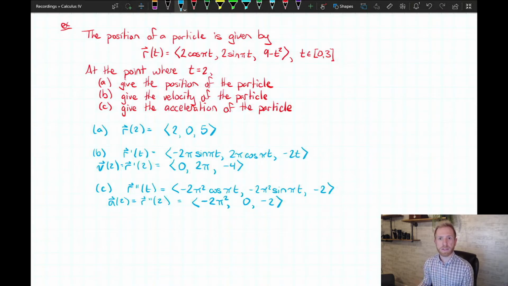But then we also have the z component, 9 minus t squared, and that is giving us something that is falling from an initial height of 9, traveling downwards, and it's accelerating downwards. And you can see the acceleration is a constant -2. So let's take a look and see if we can plot this all and take a look at it in 3 dimensions to get a sense of what's going on.